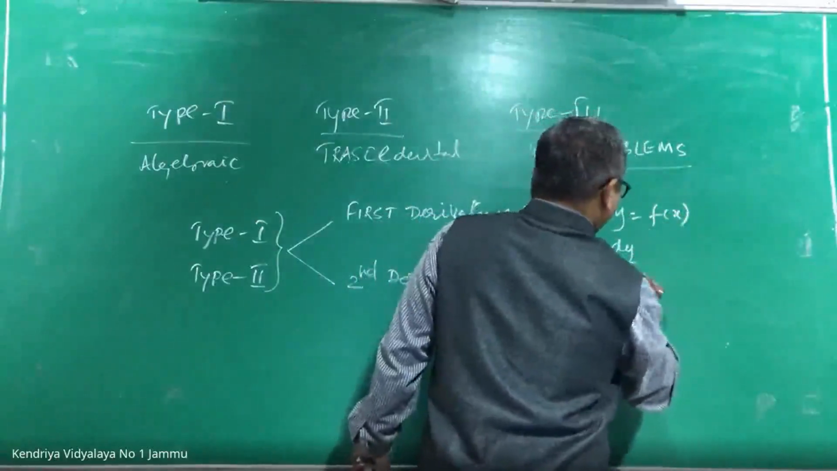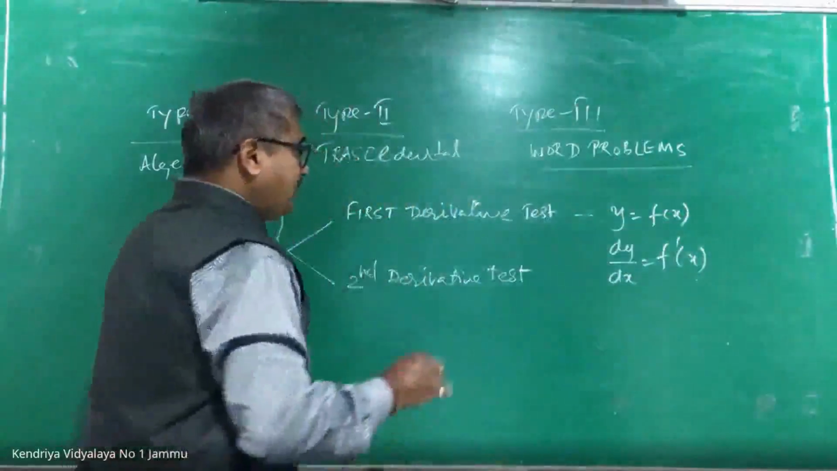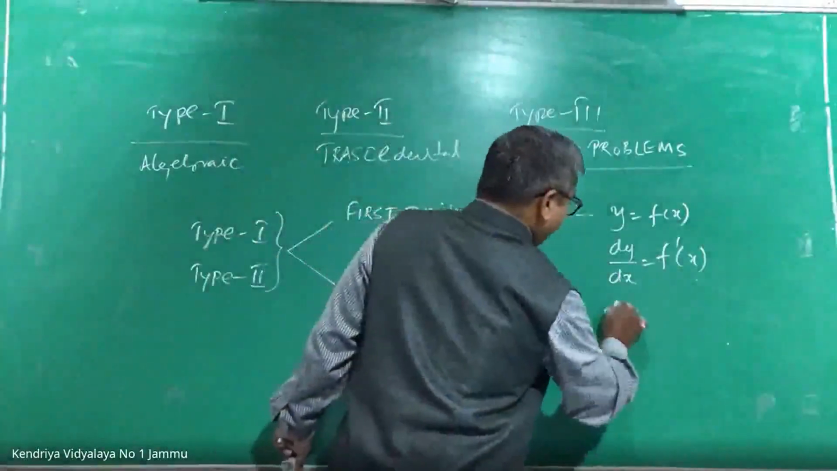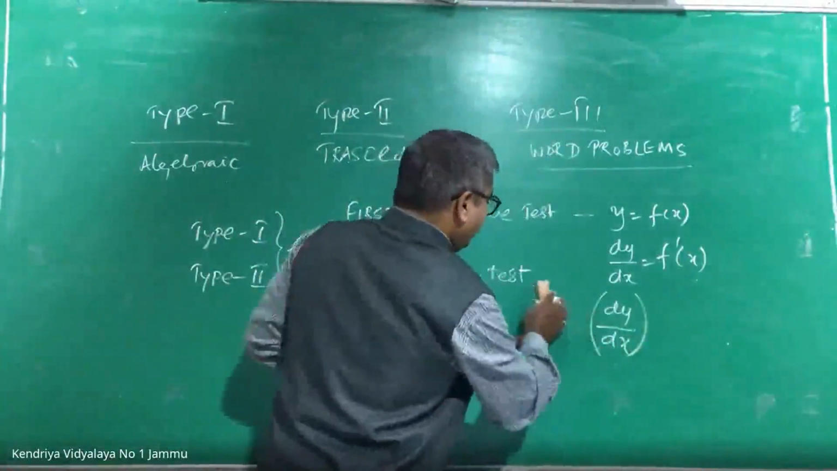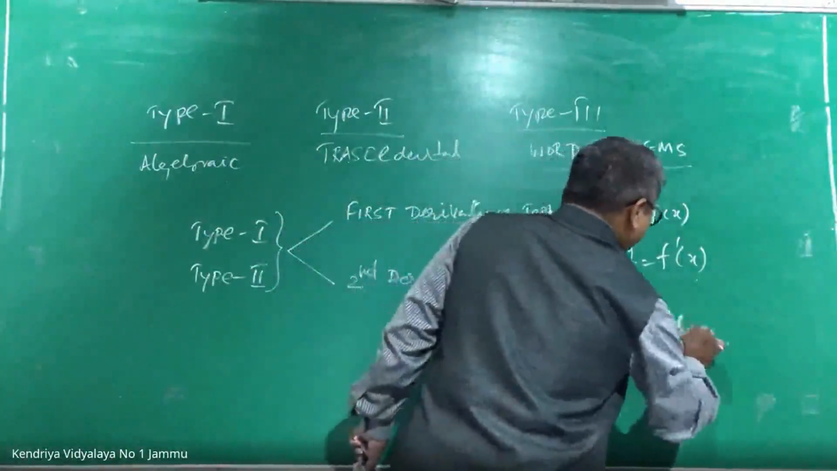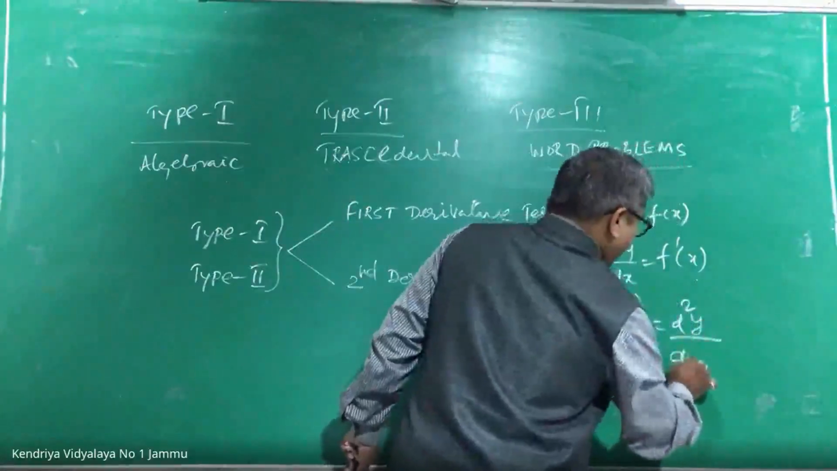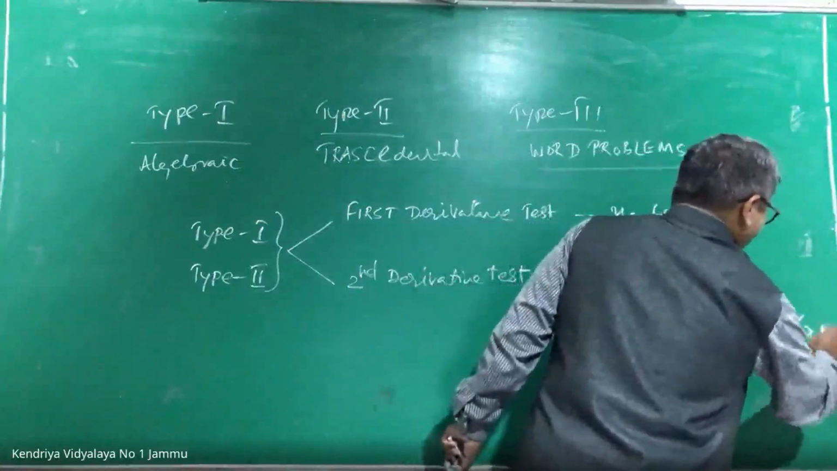If you differentiate this for the second time, then dy by dx is again differentiated by d by dx. What we write it as d square y upon dx square, which is also written as f double dash x.